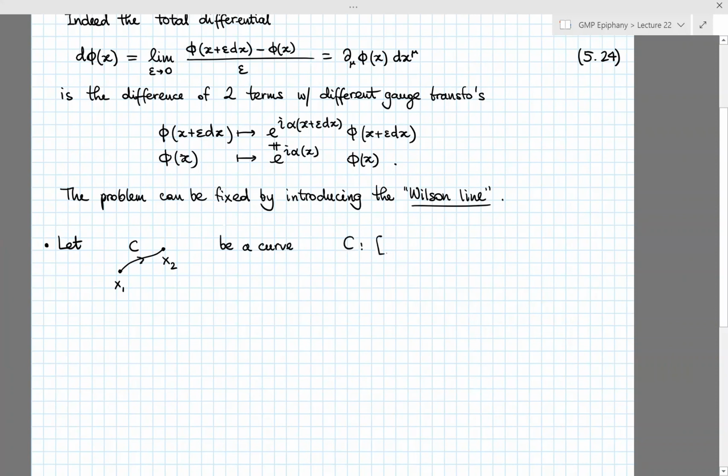Which we can parameterize by parameter tau. And the curve is a map, say, from an interval inside the real line to space-time, and it maps tau to a space-time point x^mu(tau), such that, say, when tau is tau1, we get to x1, which is x(tau1), and x2 is x(tau2). And as tau increases from tau1 to tau2, we interpolate from x1 to x2 along the curve C.